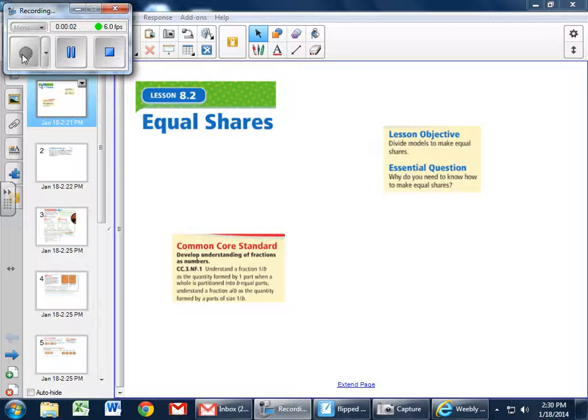We're talking about equal shares today. Remember, we talk about equal shares as in equal pieces for a fraction. If all pieces are not equal, you don't have a true fraction. Common Core Standard is still developing that understanding of fractions as numbers. Your lesson objective is to divide models to make equal shares today. Your essential question is, why do you need to know how to make equal shares?